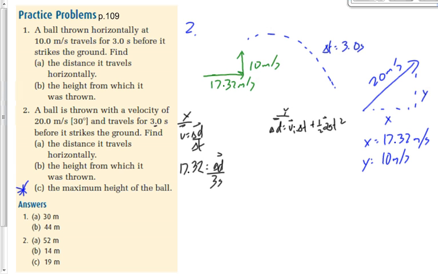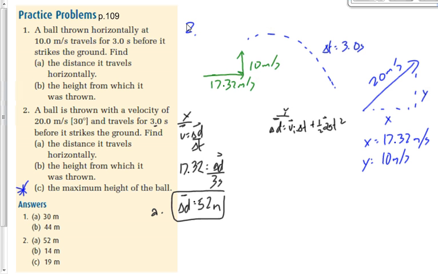So we can actually solve for delta D for the x component here right now. It's 51.9 or something like that. Going to round to 52 meters. Okay, done. A is done. We didn't even need to do the y component for A. If all you're asked for in the question is the horizontal displacement, you're done. You don't need to bother going to the y component.